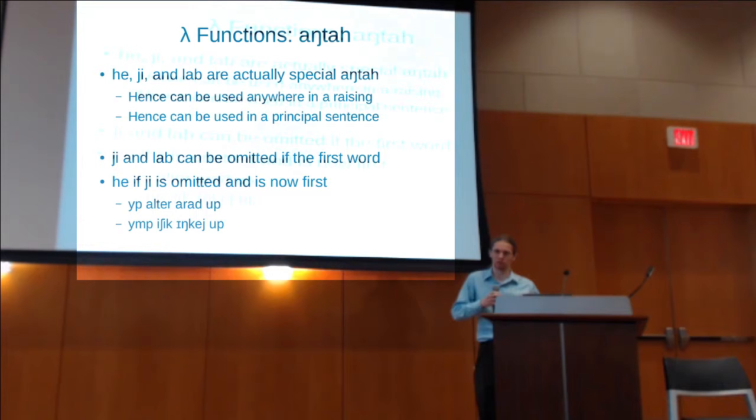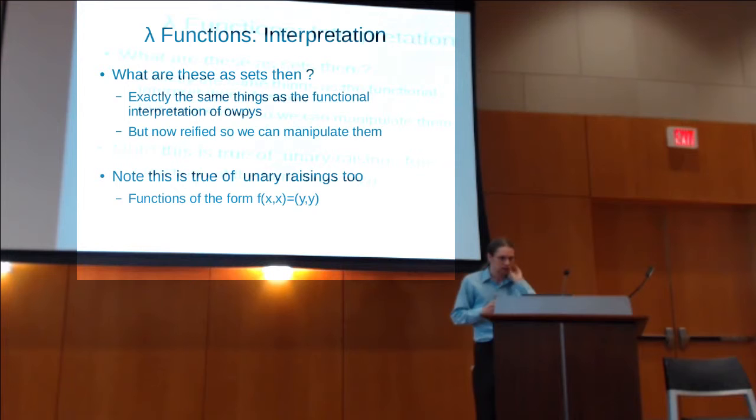All right, well, like we said, everything in this language has to be a set. So we have to have a set interpretation for what these raisings actually are. And it turns out that they're actually the exact same interpretation we use for the full model for opus. We're creating a list of tuples to define our function. But the difference is that before, if you used an opus, you actually had to apply the opus to arguments. Now we're able to talk about the relationship itself. We reify the relationship.